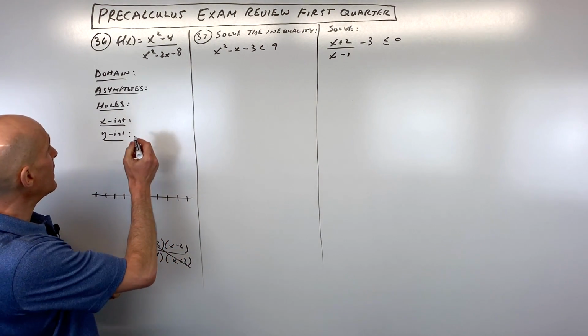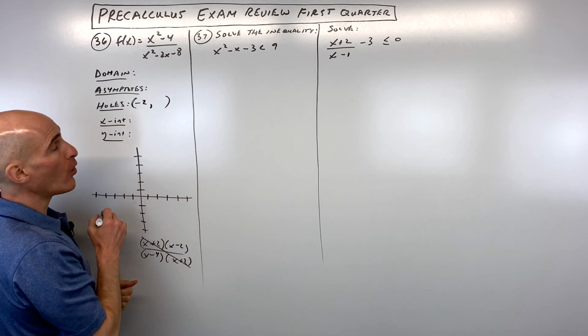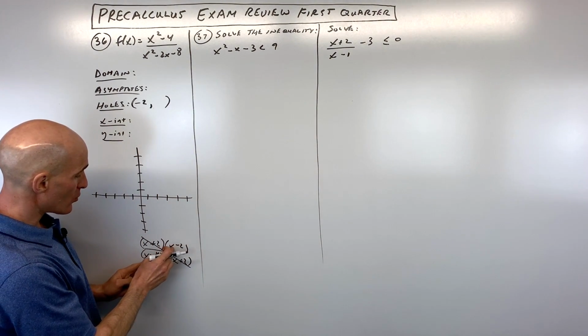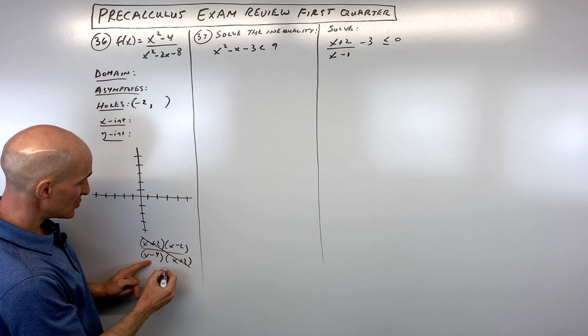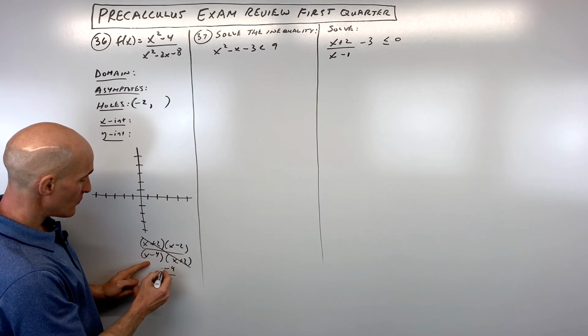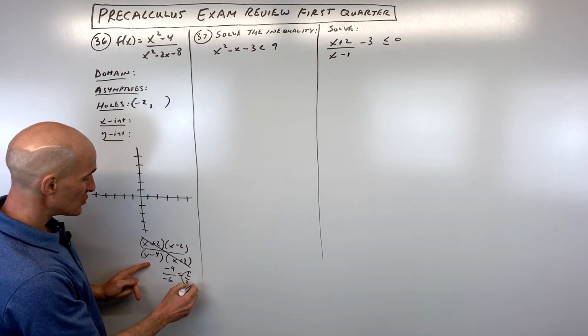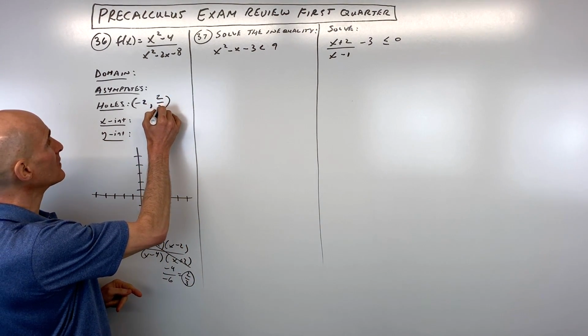That's going to be the x-coordinate of the hole. So what you can do now is take the negative 2 and put it back into your equation in place of x. So negative 2 minus 2 is negative 4. Negative 2 minus 4 is negative 6. And that reduces to 2/3. So that's the y coordinate of our hole.